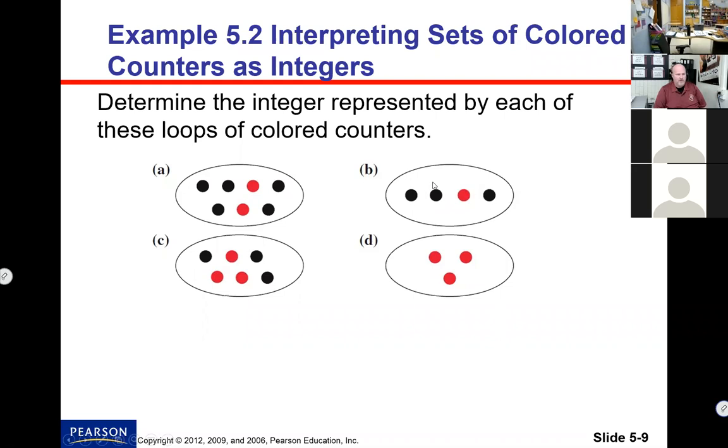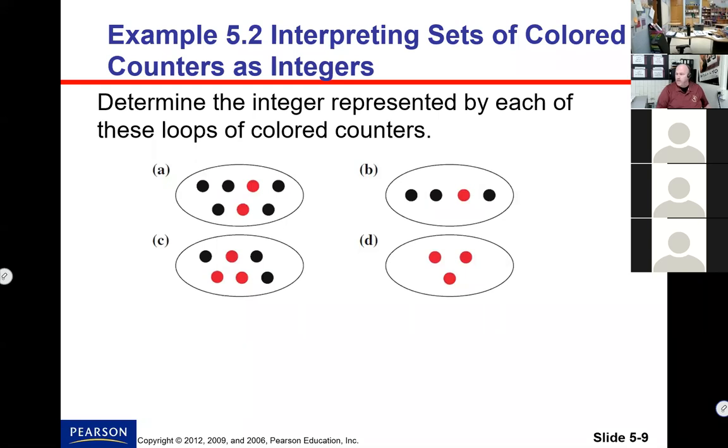The second one, or sorry, B. What does the second one represent? 2. 2, correct? Because the red and black here wipe each other out. What about C? 0. 0, right? Because they all eliminate each other. And D, the last one? 3. Sorry, positive or negative? Negative. Negative, because it's red, right? And it doesn't matter which color you pick. It's just whatever color you have in your classroom.